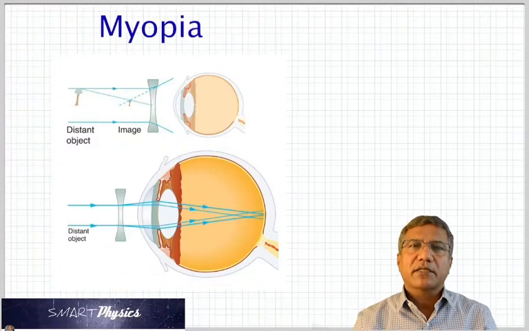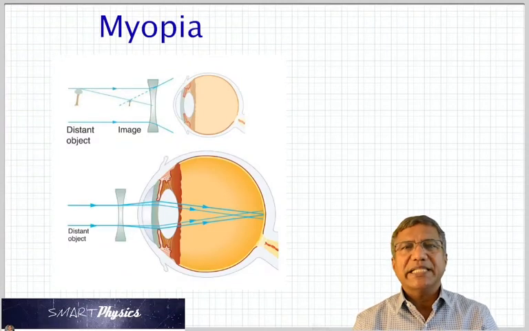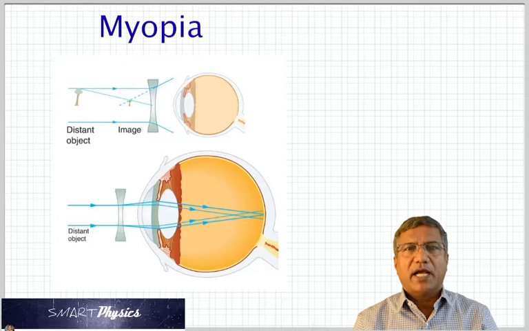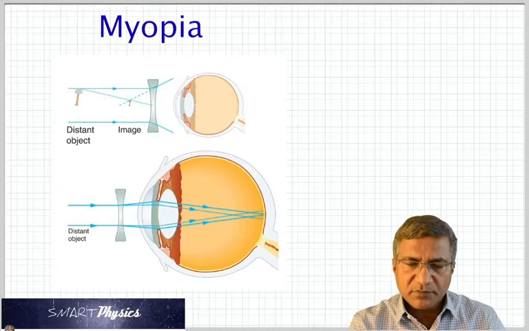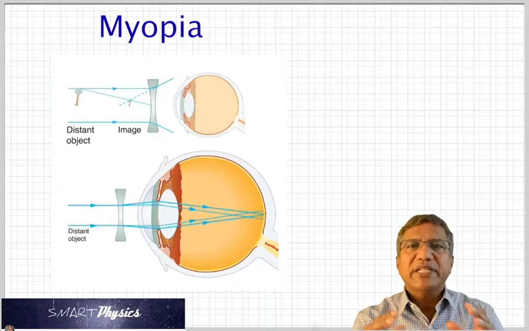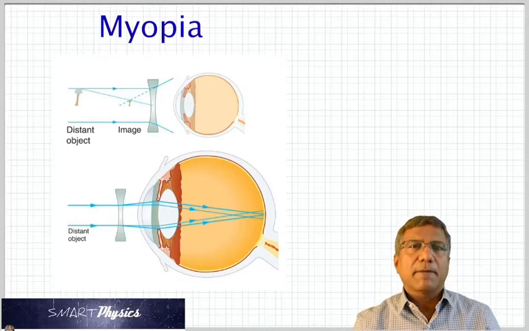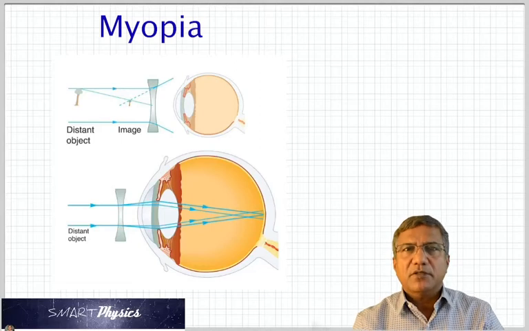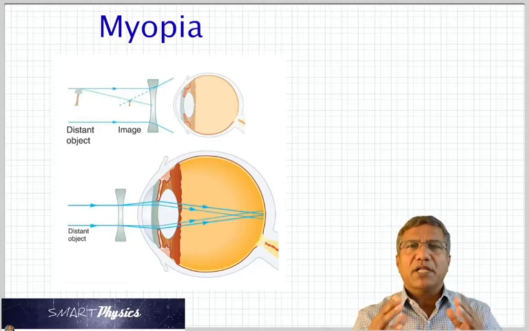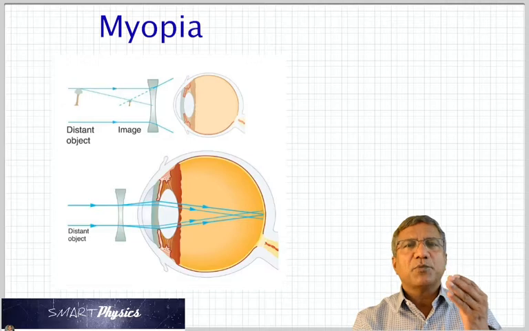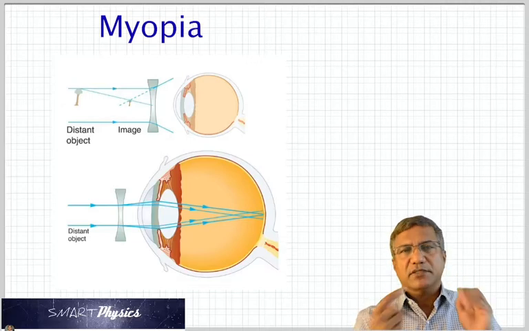We'll be looking at myopia, which is nearsightedness, and hyperopia, which is farsightedness. So this diagram shows how nearsightedness is corrected. Now, before we get into all that, for the normal eye, the near point is 25 centimeters.